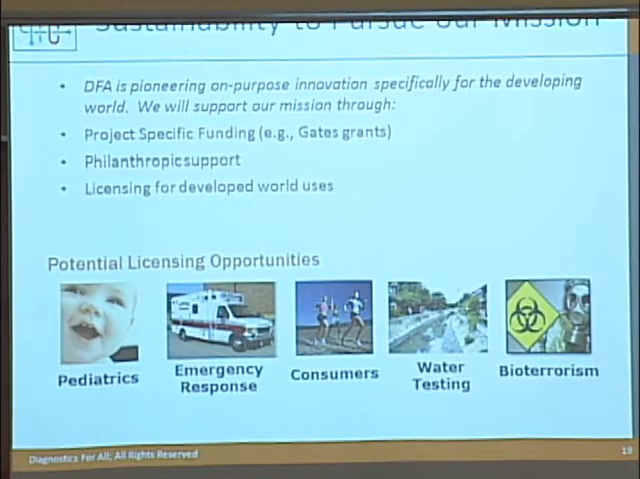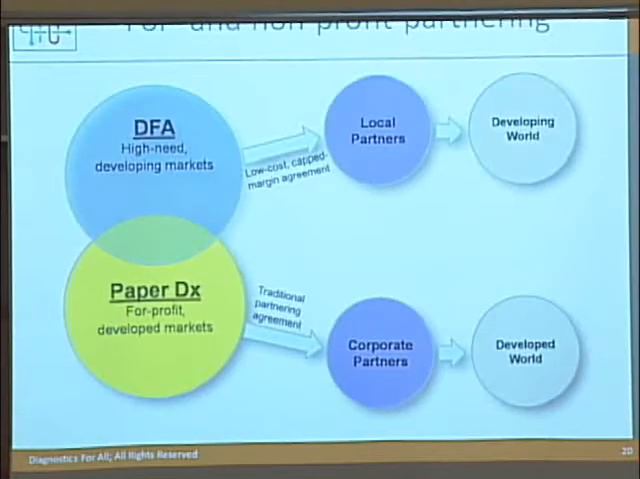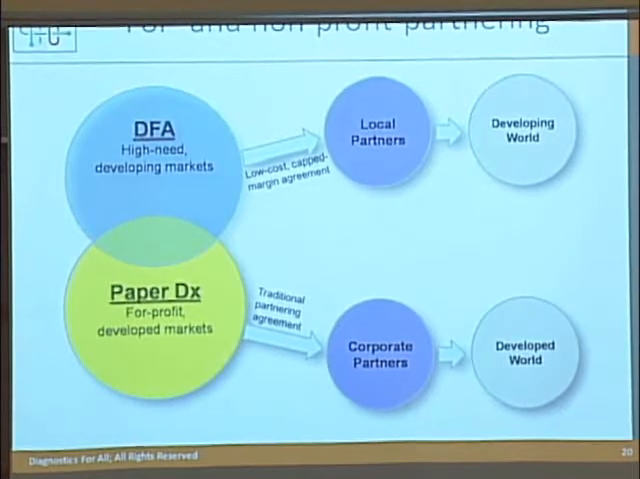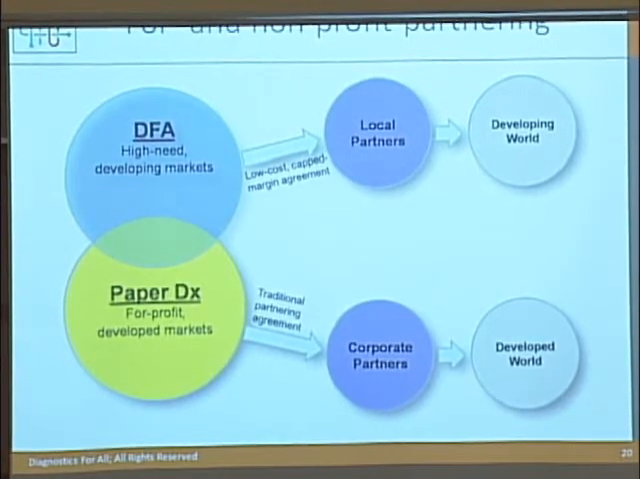So I want to finish up by telling you about the business model very briefly. We have several sources of funding: grants, donations, and license deals. You can see the opportunities where our technology would be particularly useful. This is my last slide, and I think it's an important one. I have been in the industry a long time. I've always wanted to get technology to everybody who needs it, including in the developing world.